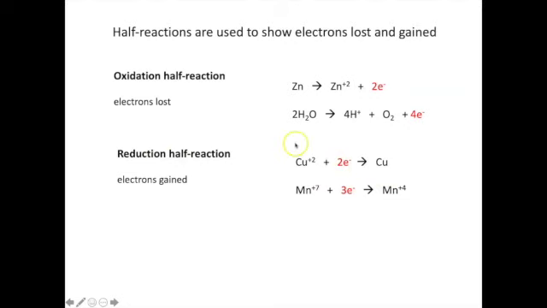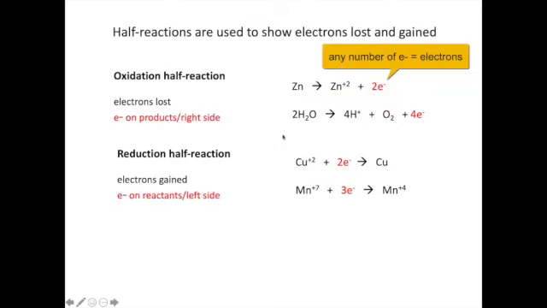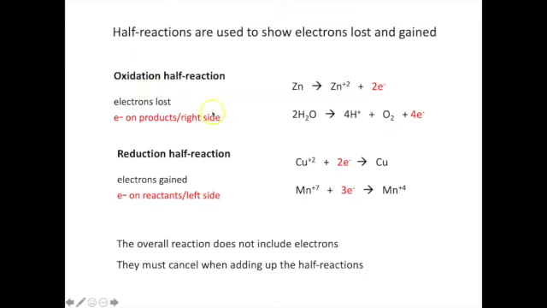So this is the oxidation half reaction. Oxidation is lost and electrons are on the product side, or on the right side. Reduction is gain and electrons are on the left side, and that's the reactant side. It doesn't matter how many electrons. These are all examples of different half reactions, but just if you have that e symbol, okay? And so electrons on the right versus electrons on the left is all you have to look for to define the oxidation or reduction when you are given a half reaction.